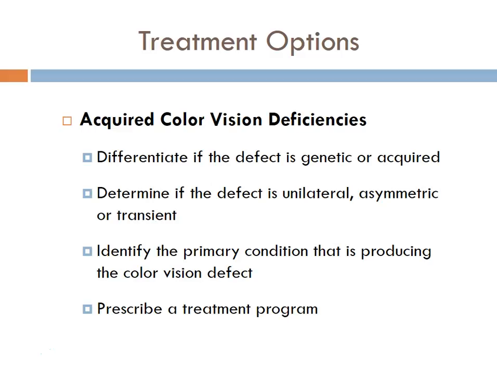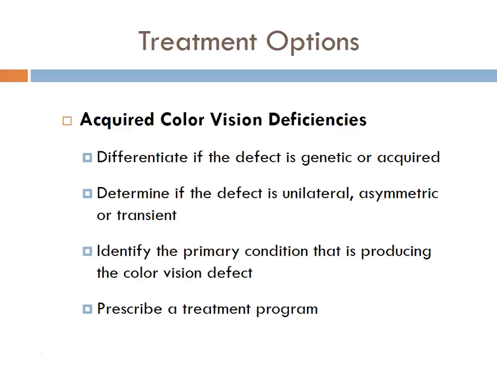So if it's acquired, then you're going to figure out if it's in one eye or is it both eyes? Does it come and go? But most importantly, you want to figure out, if you don't know, the primary condition that's producing the color vision defect. Remember the title of the lecture, Color Vision in Health and Disease. So we went through those slides talking about all those dyschromatopsias: dyschromatopsia of aging, of diabetes, of glaucoma, of Plaquenil, of optic neuritis. Okay, there's others.